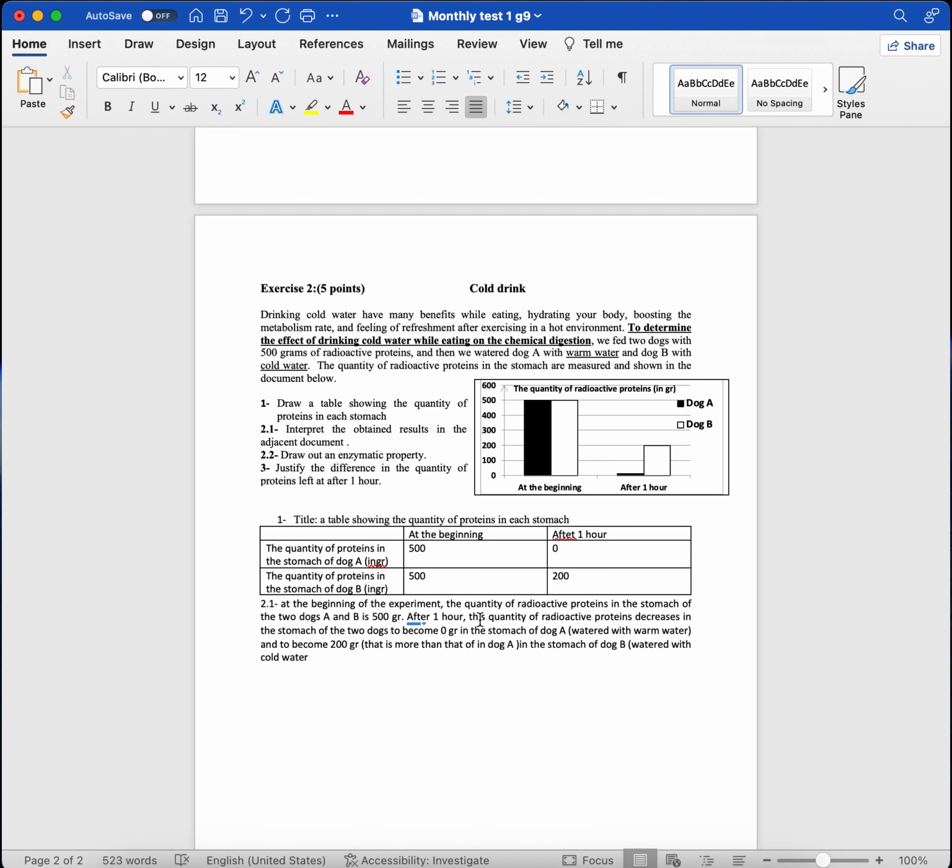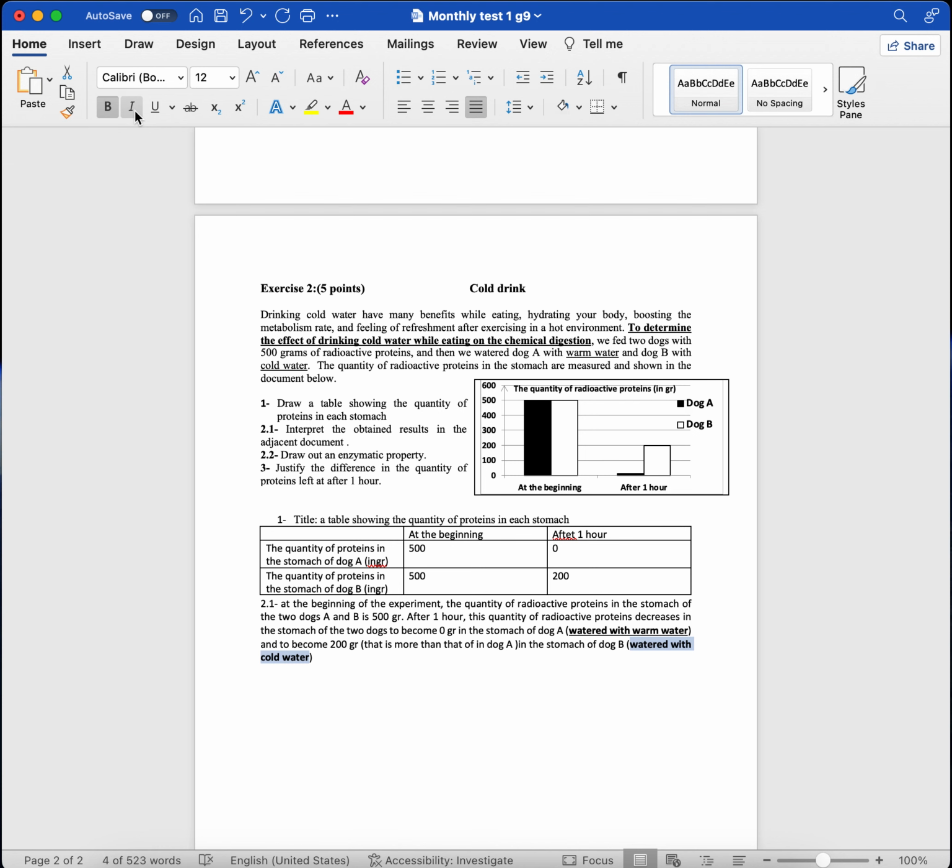So after 1 hour the quantity of radioactive proteins decreases in the stomach of the two dogs to become 0 gram in the stomach of dog A, which is watered with warm water. This is the variable factor. I don't know why in the quiz you forget to write the variable factor, I no longer correct it. And to become 200, okay of course with dog B watered with cold water, but I want to compare B with A.